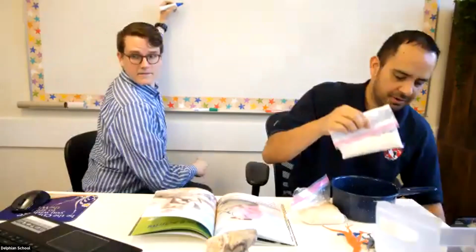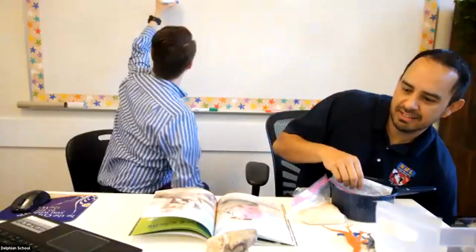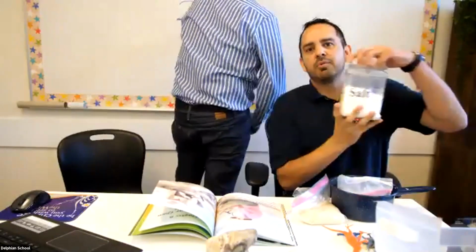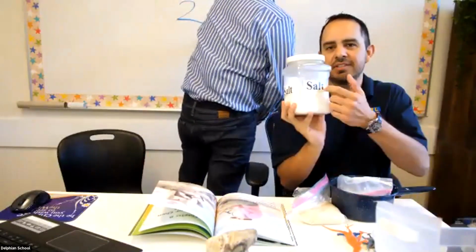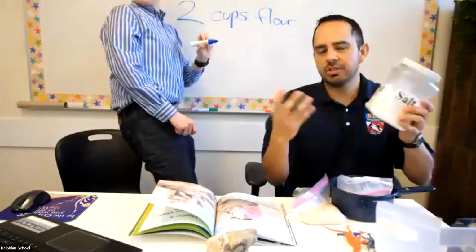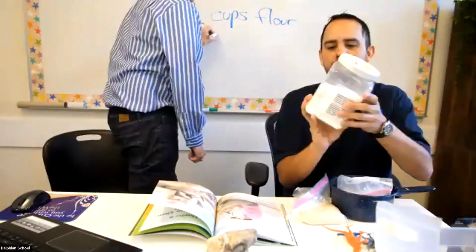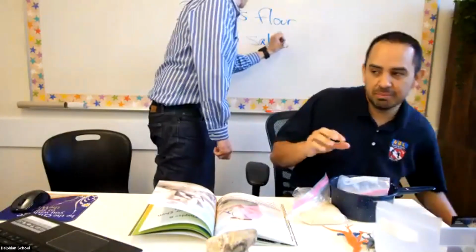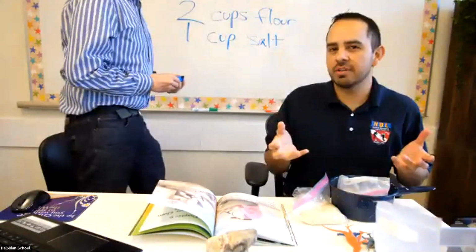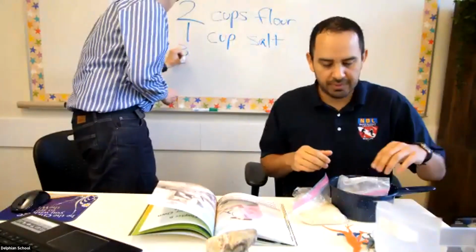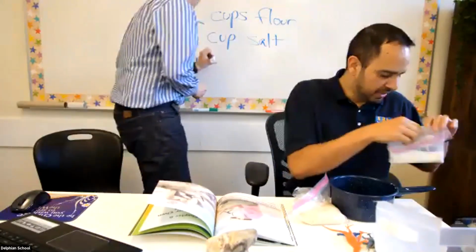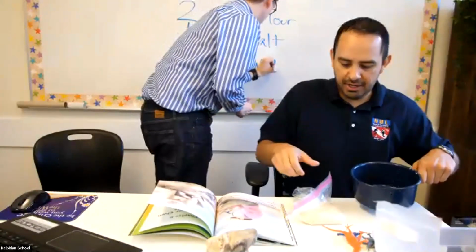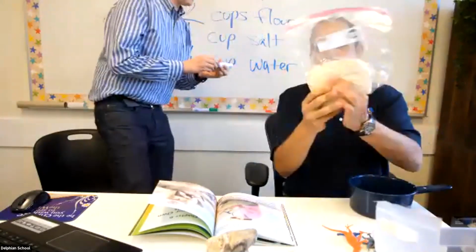Okay, 2 cups of flour. So the formula is 2 cups of flour, 1 cup of salt. Now this is salt that I had in the lab, but you can use regular table salt just fine. So this is a really simple formula, and then about 3/4 of a cup of water. That's it. And you mix that up. You throw it in a pan like this, and you mix it up with your hands, and you'll get a Play-Doh that looks like this.